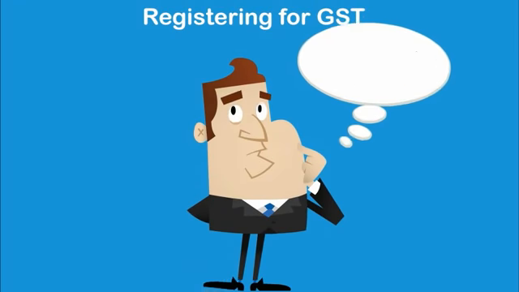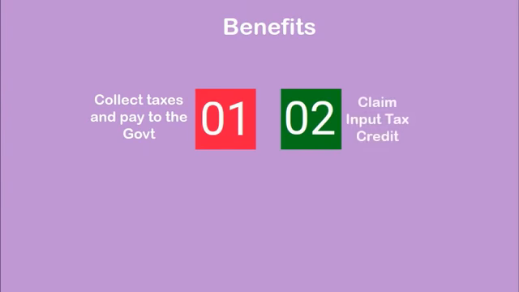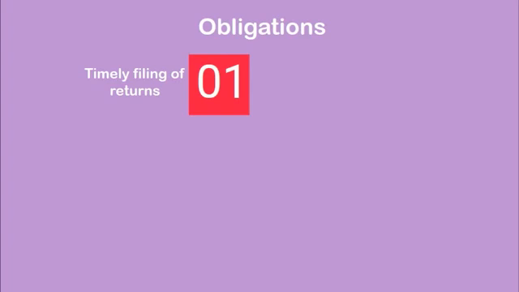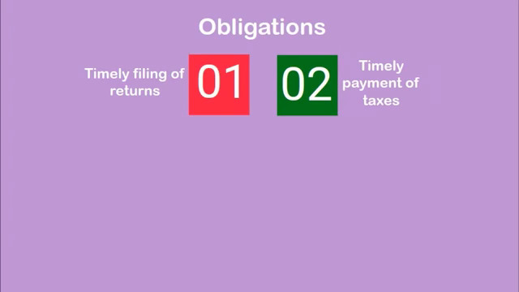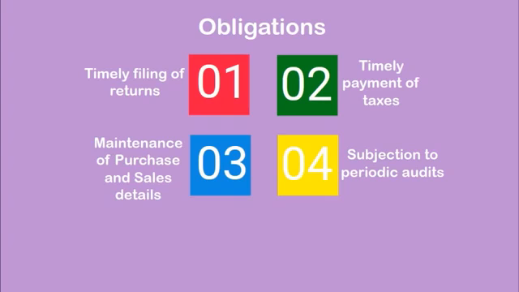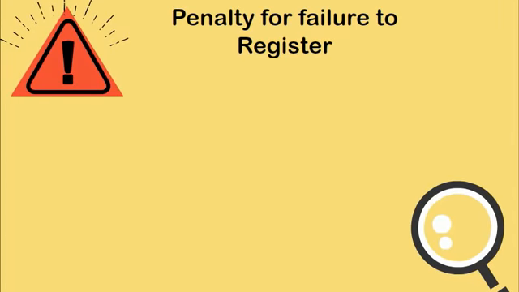Now, registration comes with both benefits and obligations. Benefits include the ability to collect taxes and pay to the government, the ability to claim input tax credit on one's purchases, and also the ability to pass on the input tax credit to one's buyers. Obligations include timely filing of returns, including nil returns, timely payment of taxes, proper maintenance of purchase and sales details for verification by the IRS, subjection to periodic audits by the IRS, and the need to display GST registration number on all the invoices. There is also a penalty for failure to obtain a registration, and it is as below.